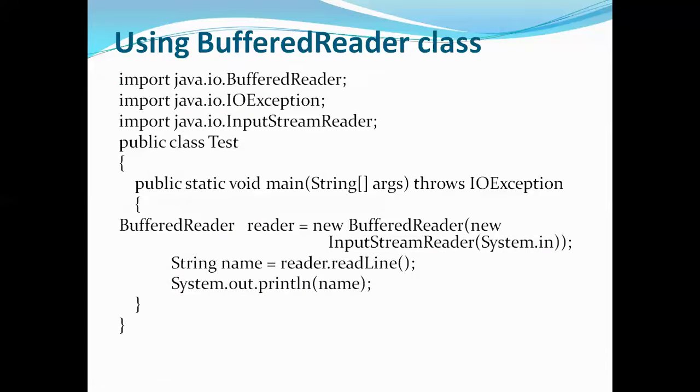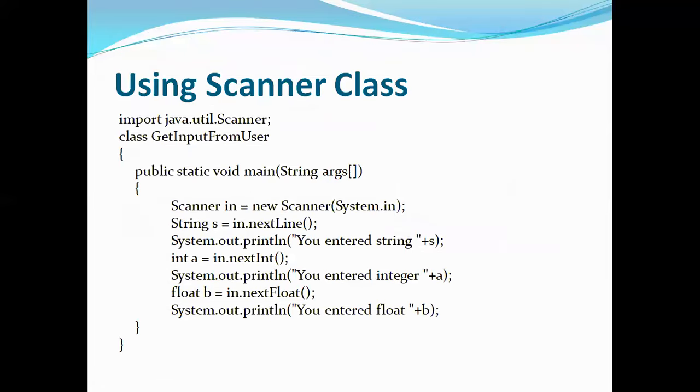Now this is the first method, that is using BufferedReader. The next thing is using the Scanner class. Scanner is a class which is also used to read the input from console. To use this, you have to import the utility package, that is java.util.Scanner. Now in the main method, I'm trying to create the object of my Scanner class, that is the object named in.